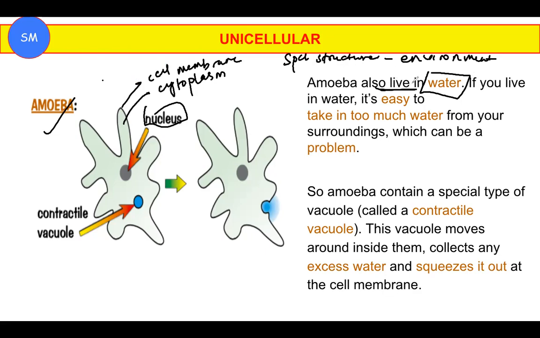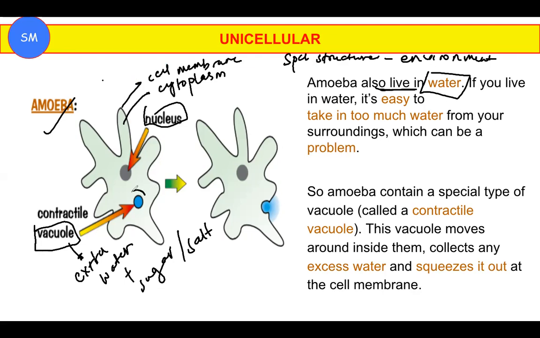So when you are living in water, what happens? It is very easy for you to consume a lot of water. In a plant cell, we have learnt about vacuole. Vacuole is a place where the plant stores extra water plus sugar or salt. Whatever extra is there, it is being stored there. Similar to this, in amoeba also, anything extra or extra water it takes is being stored in this vacuole.